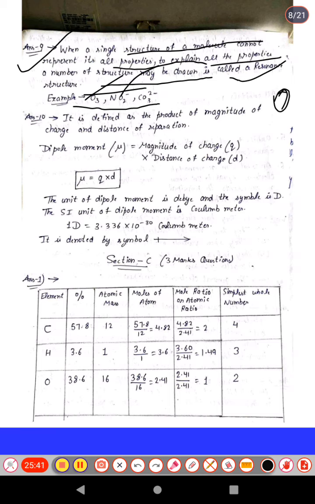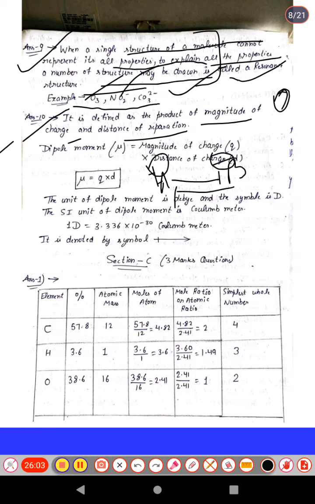And this will show the different structures due to explain the properties. Okay. So next question is the dipole moment, and it is defined as the product of magnitude of charge and distance of separation. If two elements, A has a positive charge, B has a negative charge, and both are separated by a certain distance, then they have the dipole moment phenomena. So it is defined as the product of magnitude of charge multiplied by the distance of separation. It is denoted by symbol mu and equal to Q times d, the mathematical expression.